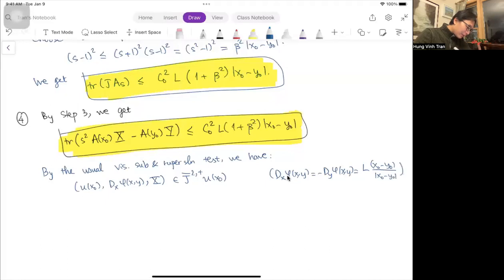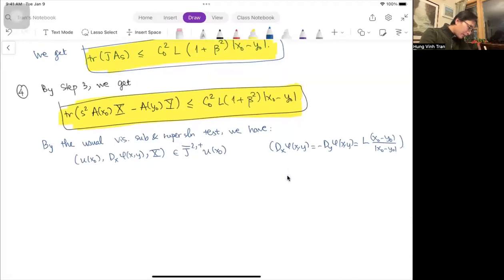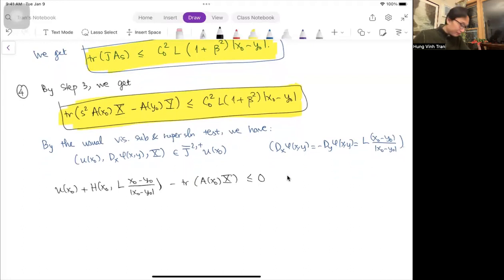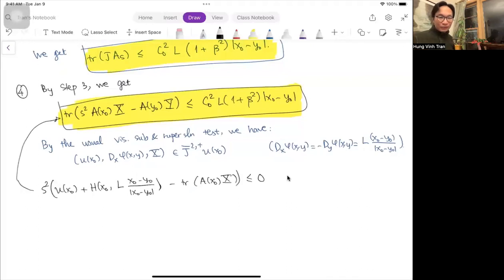Okay. So by this point, what do I have? I have an inequality: u x naught plus h of x naught, L times (x naught minus y naught) over its length, minus trace of A x naught times X is less than or equal to 0. Okay, that's what I have. I'm multiplying everything with s squared. Okay, why? Because I want to match with this inequality, right? Multiply everything with s squared.